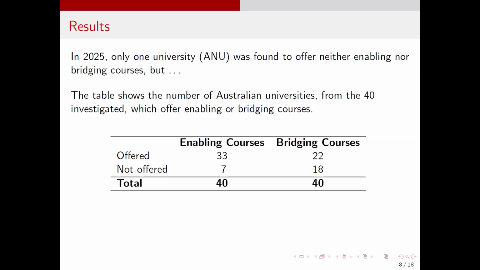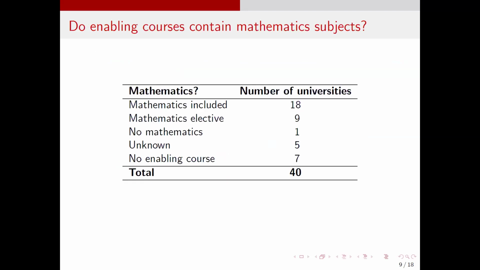Of the 40 universities, 33 were found to offer enabling courses, which is the bulk of them. There will probably be more. Now that the funding has increased, I think there's more interest from universities. Bridging courses, we found 22. Now, bridging courses are a little more difficult. Enabling courses with government funding, I think they're more likely to be advertised on websites. Bridging courses could be advertised completely internally, and that is not visible to outsiders. I don't really know.